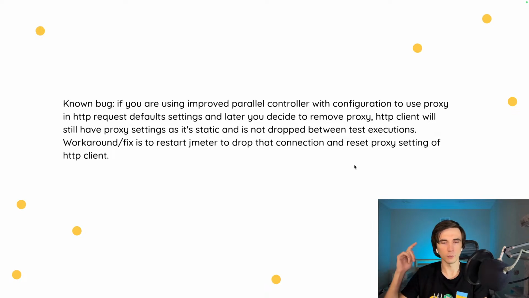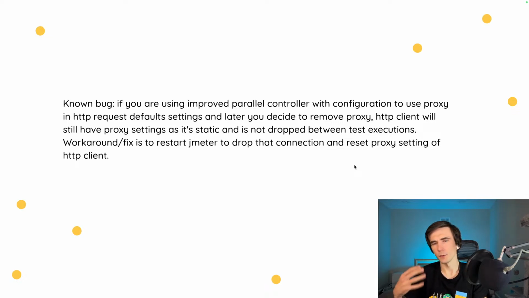Then you go to Request Defaults and remove this setting. All parallel threads will not apply this change. So you will need to reopen JMeter. One workaround, and a pretty straightforward one, is just to reopen JMeter, and that's it. So it will remove.